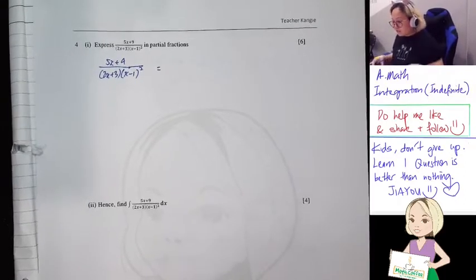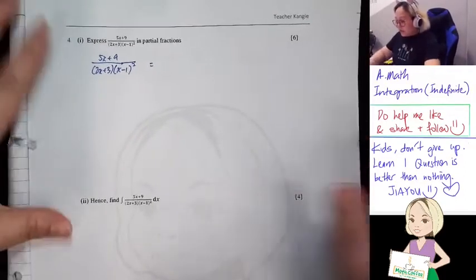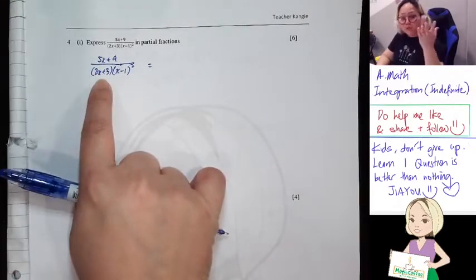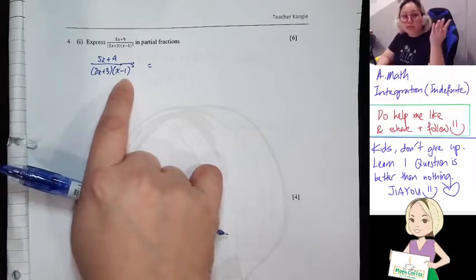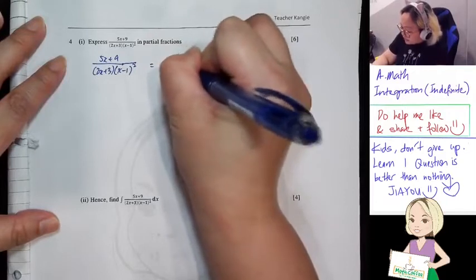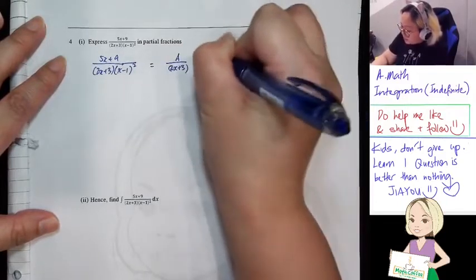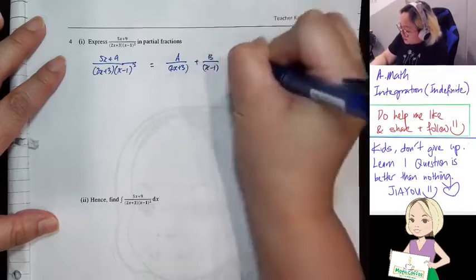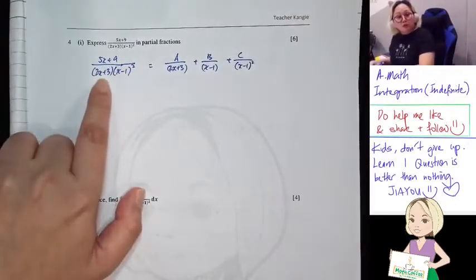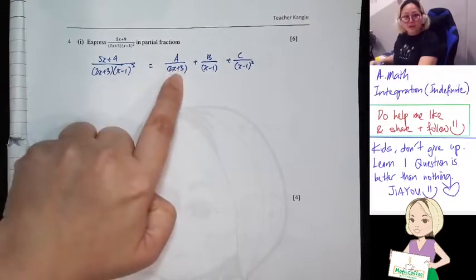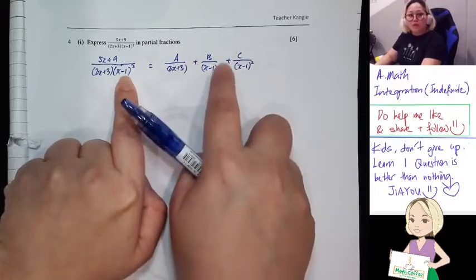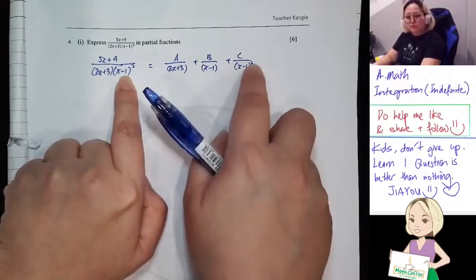Okay, over here, let's take a look at my denominator. I have a linear factor, which is case 1, and a repeated linear factor, which is case 2. So this will give a over 2x plus 3, b over x minus 1, and c over x minus 1 squared. 2x plus 3 gives 1 fraction. The repeated linear gives 2: one with power of 1, one with power of 2.